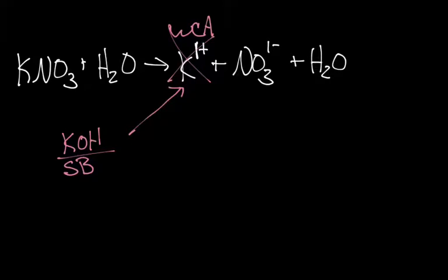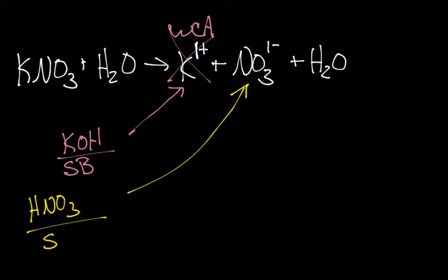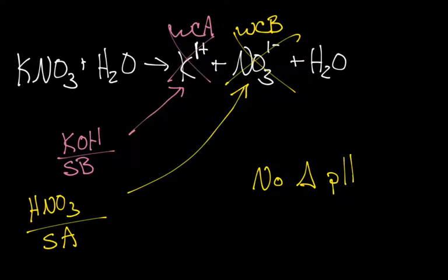What about the nitrate ion? Well, nitrate could have come from the acid HNO3, which is one of our strong acids, which means that NO3- is a weak conjugate base, not likely to accept an H from the water, meaning it's just going to stay dissolved, meaning no change in pH. So this salt is going to lead to a neutral solution.